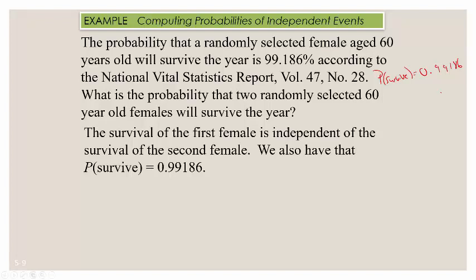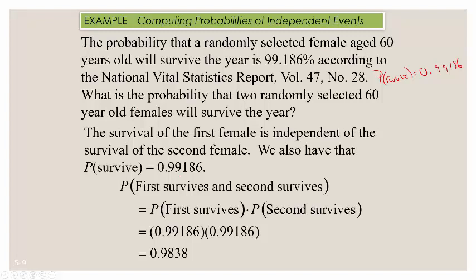So we have the probability they survive written up here. It's the probability the first survives and, this is important, and the second survives. If I want them both to survive, the first needs to survive and the second needs to survive. I see the and, so that tells me to multiply. So it's the probability the first survives multiplied by the probability the second survives. I know the probability they survive is 0.99186, so it's 0.99186 times 0.99186, which is 0.9838. Piece of cake. We got it.